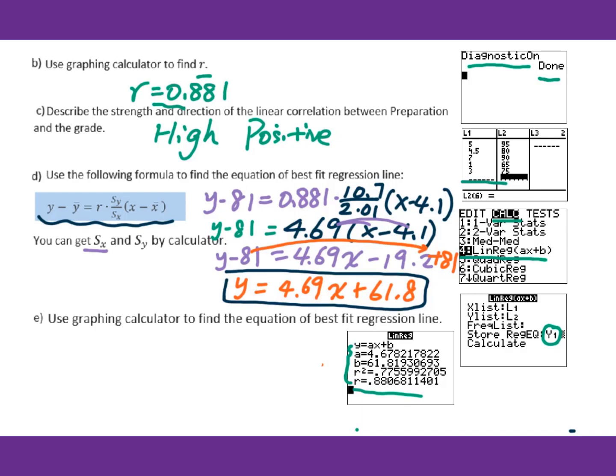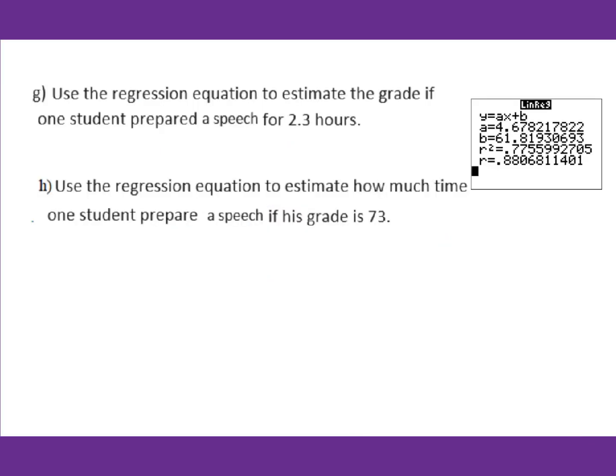Use the graphing calculator to find the equation of a best fit regression line. It's over here. A equals 4.68 and B equals 61.8. So we write down y equals 4.68x plus 61.8. Now let's go to J.